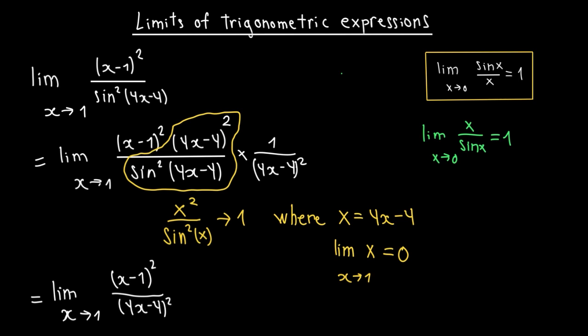So now we have a fraction of two polynomials, one on top and one on the bottom. And we know that the limit will be associated with the highest order of x. In other words, we don't need to distribute this whole expression over here.